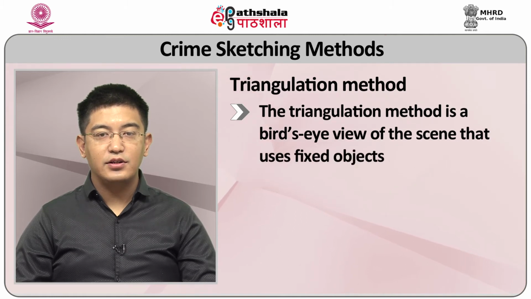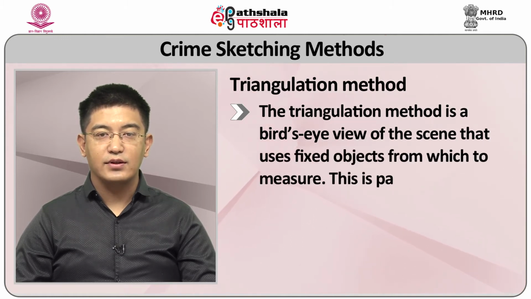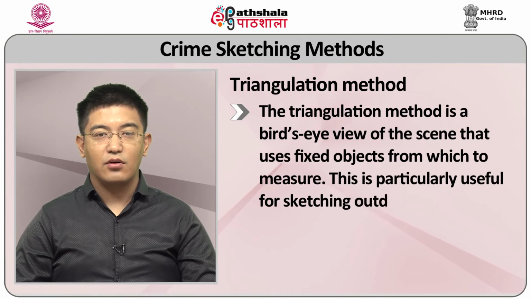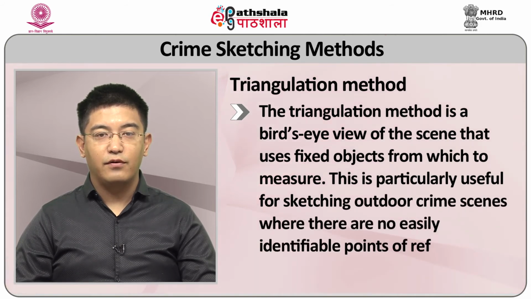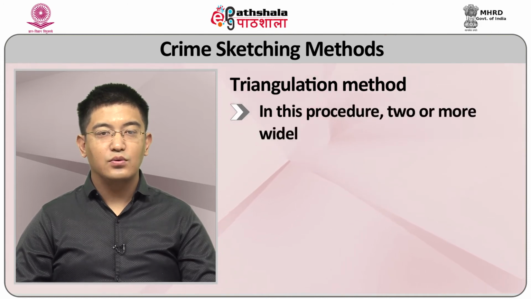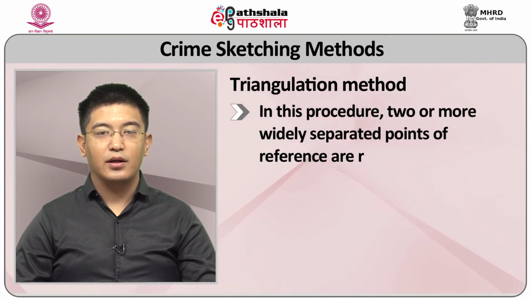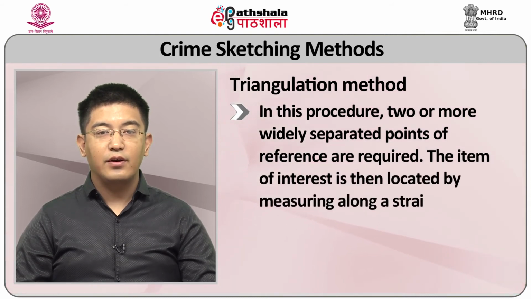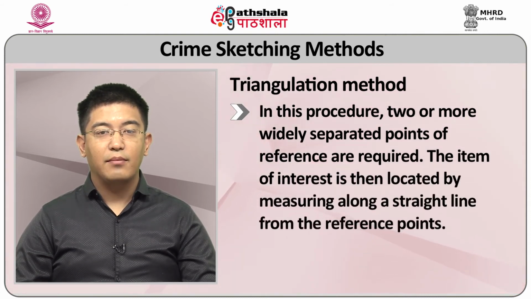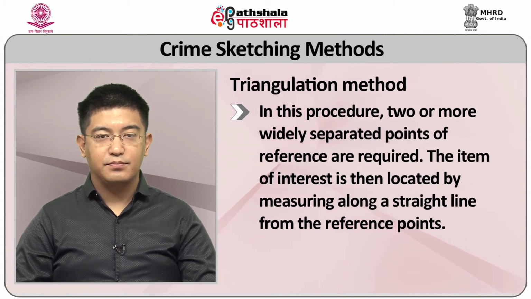The triangulation method is a bird's eye view of the scene that uses fixed objects from which to measure. This is particularly useful for sketching outdoor crime scenes where there are no easily identifiable points of reference. In this procedure, two or more widely separated points of reference are required. The item of interest is then located by measuring along a straight line from the reference points.